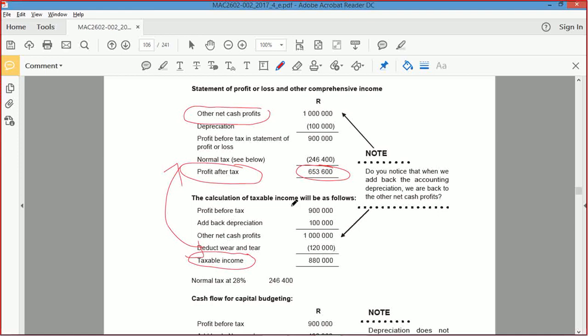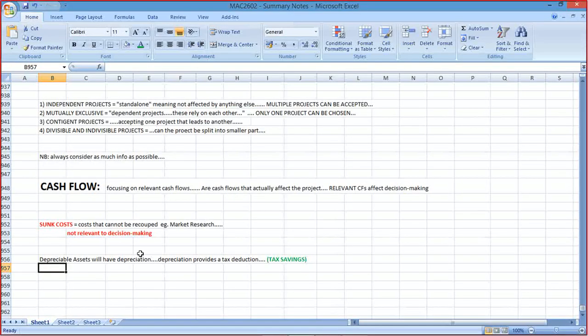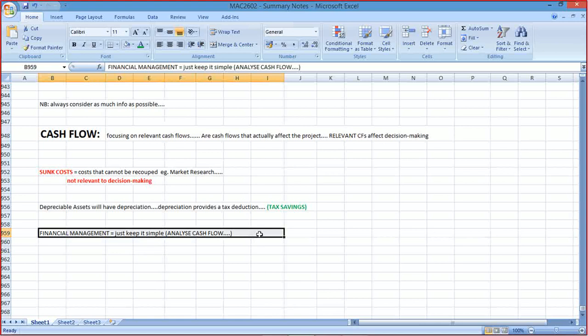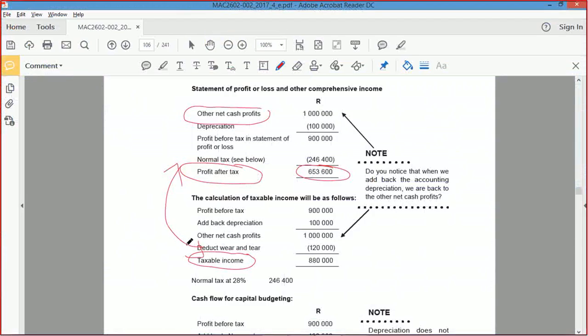Remember in finance, what are we focusing on? Cash flow. That's all we care about. In financial management, just keep it simple. Analyze cash flow. That's all. It doesn't matter what it is. If there's a cash flow effect, you're going to build it into your model, into your capital budgeting question or answer.